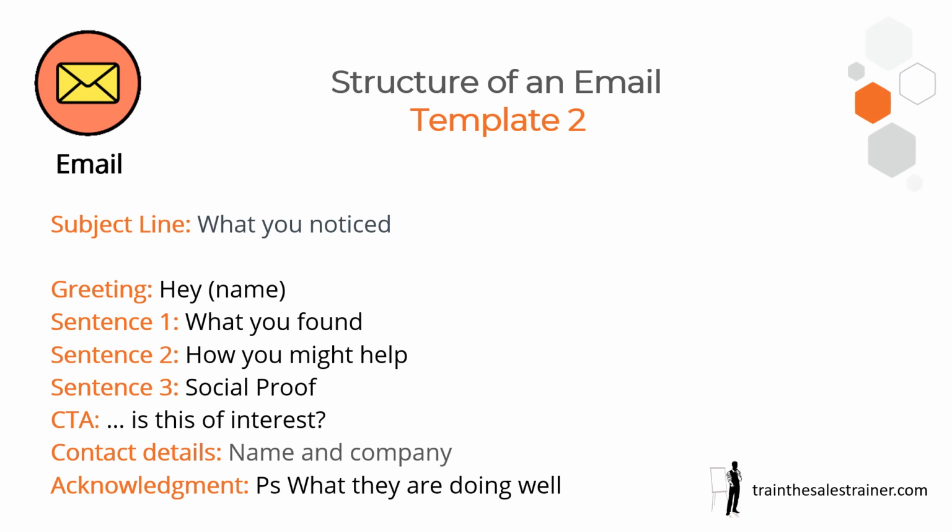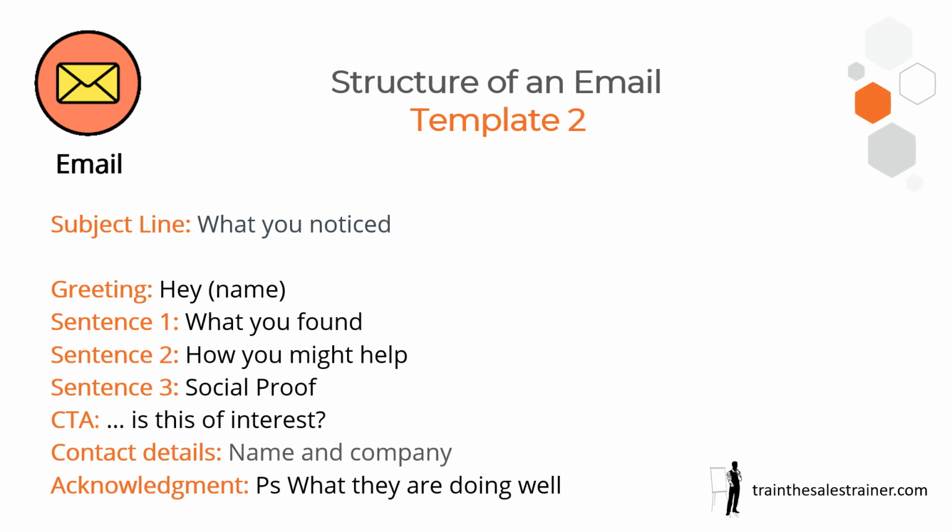Structure of an email, template 2. The name of this template is called the trigger template. Subject line, what you noticed. Sentence 1. You need to find something about the company that ladders back to something you might be able to help with. That could be a merger or an acquisition or a news article or something you find on the website. Could even be a quote, something you see in their blog. Sentence 2. The next thing you want to do in the template is articulate how you might be able to help as it relates to what you found.